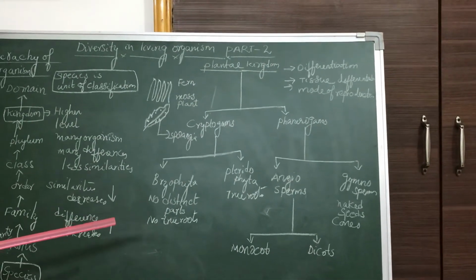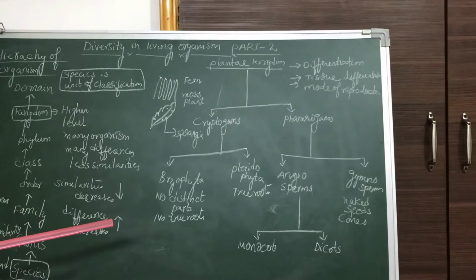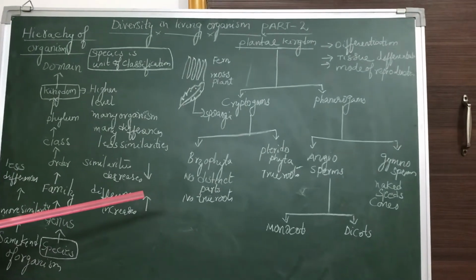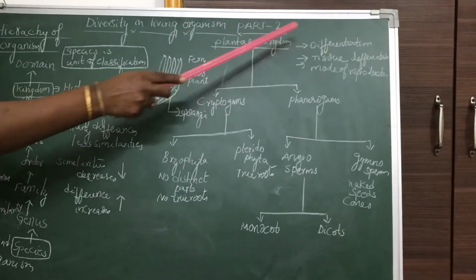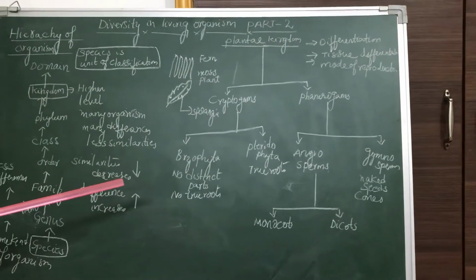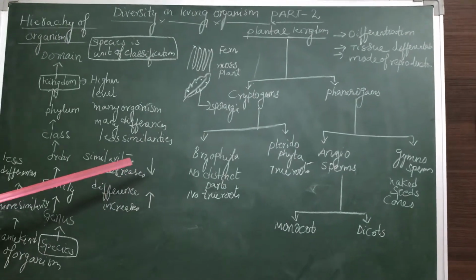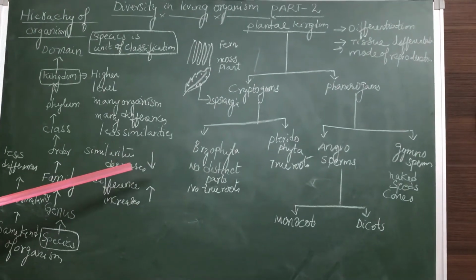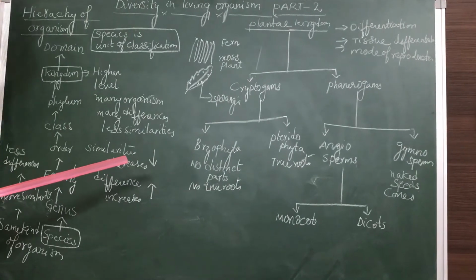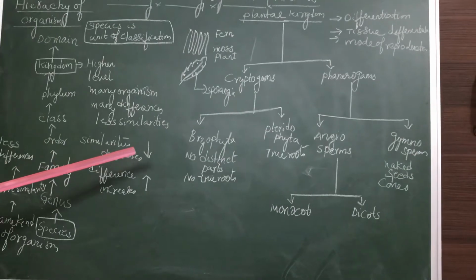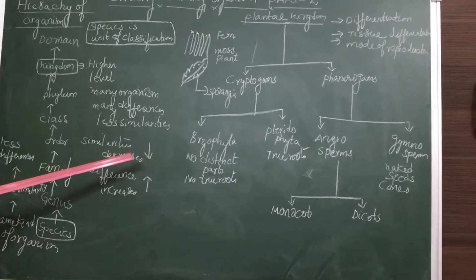Differentiation: we have seen the diversity in plants. We come across a wide variety of plants in the Plantae kingdom, and these plants are classified first based on differentiation. The plants are differentiated into roots, stems, leaves and flowers. All the plants which possess all these distinct characters are placed in one category, and the plants without distinct characters are placed in another category.